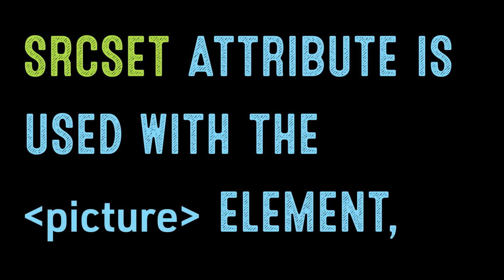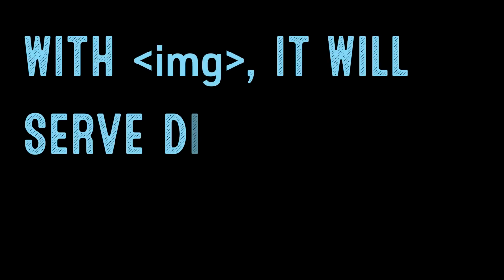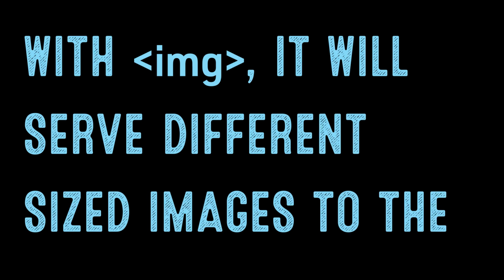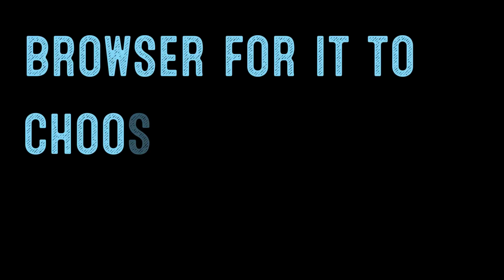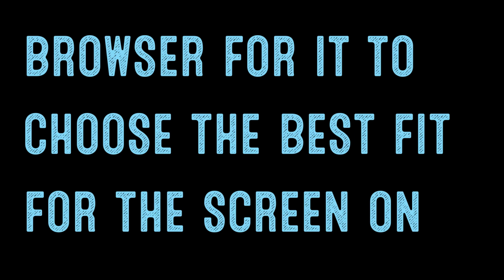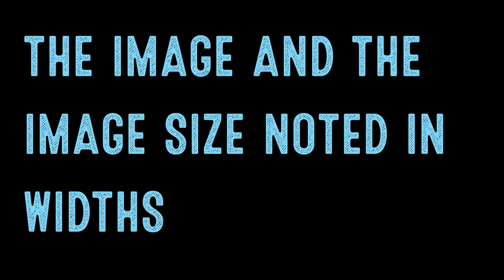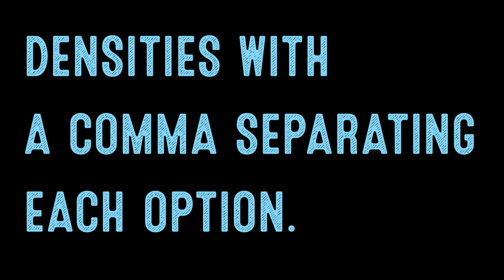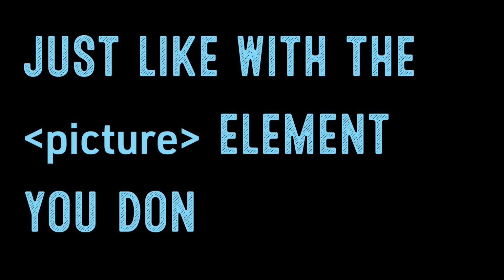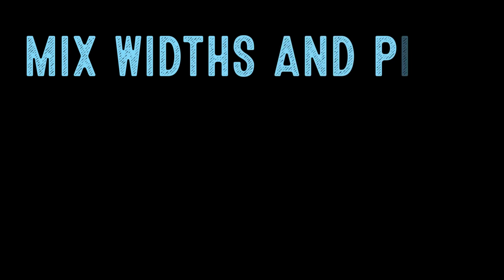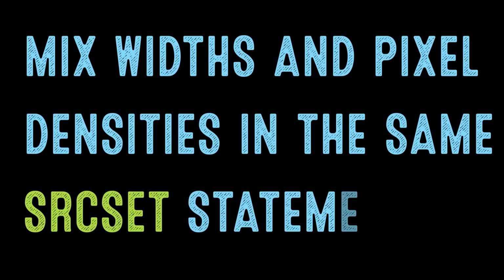Similar to how the source set attribute is used with the picture element, with image, it will serve different size images to the browser for it to choose the best fit for the screen on which the website is displayed. The source set will have the URL for the image and the image size noted in widths or pixel densities with a comma separating each option. Just like with the picture element, you don't want to mix widths and pixel densities in the same source set statement.